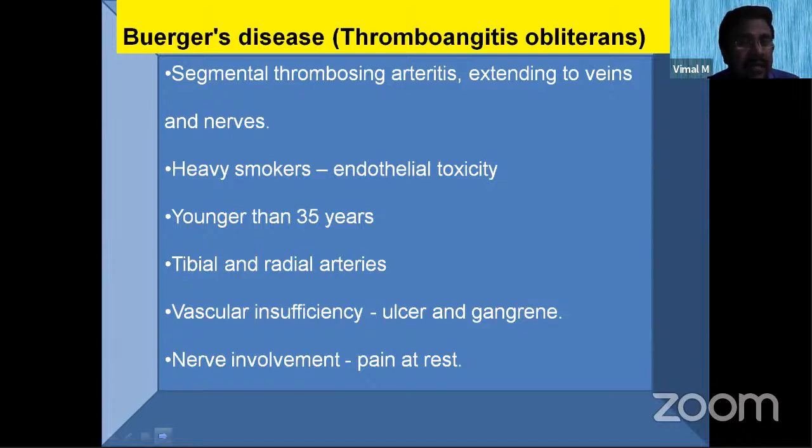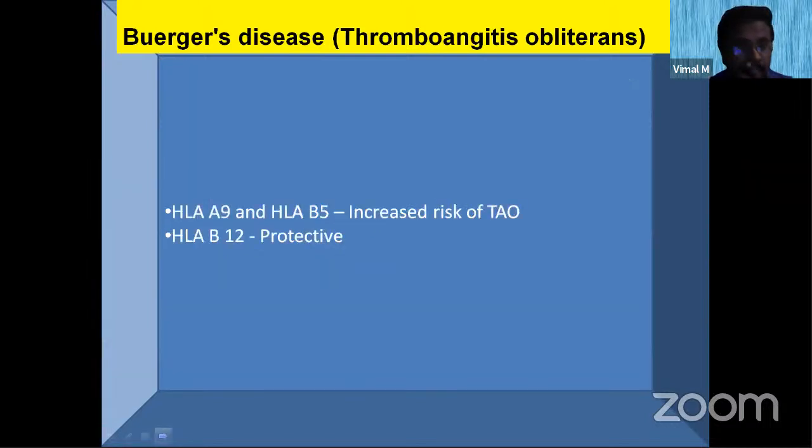The most common arteries which are involved in Buerger's disease are the tibial and radial arteries. And usually the patient will be having vascular insufficiency leading on to ulcer and gangrene, and nerve involvement. Due to the nerve involvement, the pain will be at rest. I told you the involvement is not only of the arteries but also of the veins and nerves. So the patient will be having pain even at rest. Pain even at rest is characteristic of Buerger's disease.